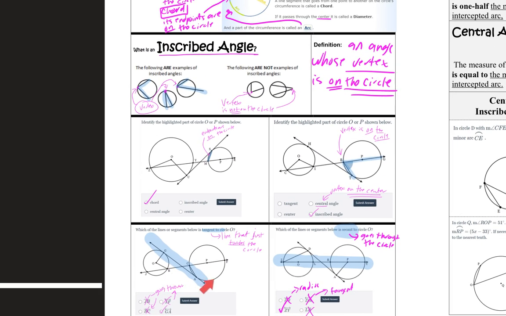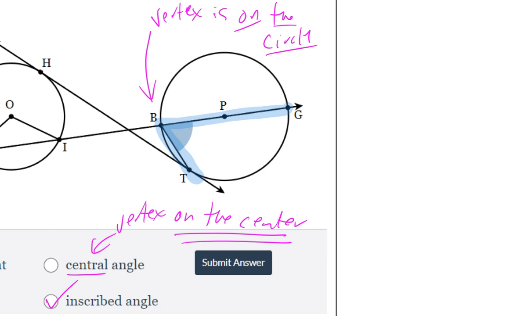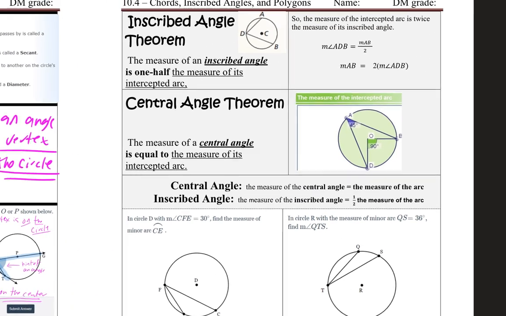Go and do your practice on Delta Math. We said a tangent just touches, a secant goes through it. A chord has the endpoints that are on the circle, and an inscribed angle has the vertex of the angle on the circle itself. Okay, so this hint tells us a hint of an angle. All right, that's what that tells us. All right, so let's get right into some more practice.